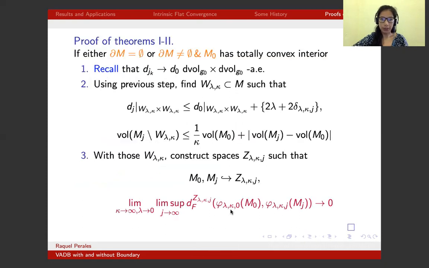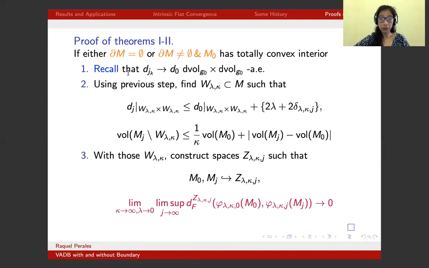So let me start again with the proof of theorems 1 and 2. For theorems 1 and 2, remember that we don't have boundary, or if we have boundary, we are requiring that M0 has totally convex interior. So the steps that we have to follow are the following. First step, we have to recall the previous theorem by Brian Allen and Cristina Sormani, in which they proved that the distance functions converge to 0. This is up to a subsequence, and this is almost everywhere.